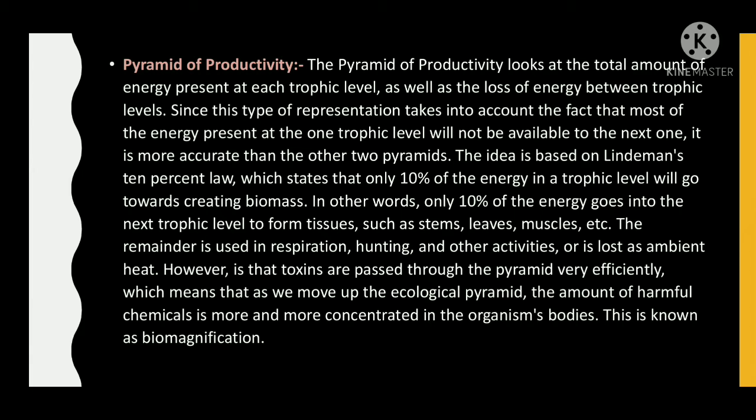In other words, only 10% of the energy goes into the next trophic level to form tissues such as stems, leaves, and muscles. The remainder is used in respiration, hunting, and other activities, or is lost as ambient or surrounding heat. However, toxins are passed through the pyramid very efficiently, which means that as we move up the ecological pyramid, the amount of harmful chemicals is more and more concentrated in the organisms' bodies. This is known as biomagnification.